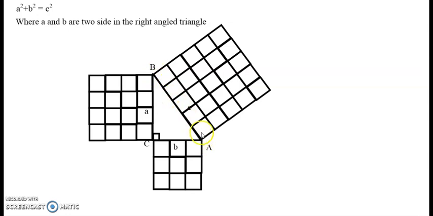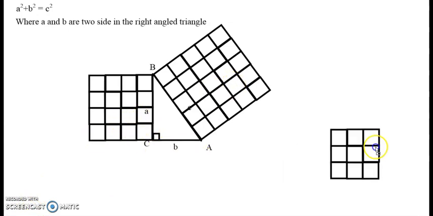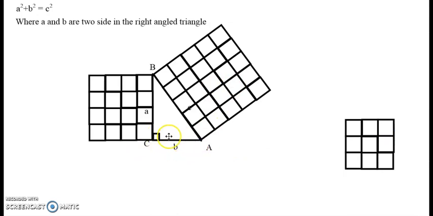Let's see if we count it. 1, 2, 3, 4, 5. That's indeed the length of the side. Now I added these two together to give me that one. So if I take this one away and I don't know this side, how will I calculate the length of this side? So I will say the square on the hypotenuse, and remember hypotenuse is opposite the 90 degree, minus the square on one of the adjacent sides will give me the square on the other adjacent side.